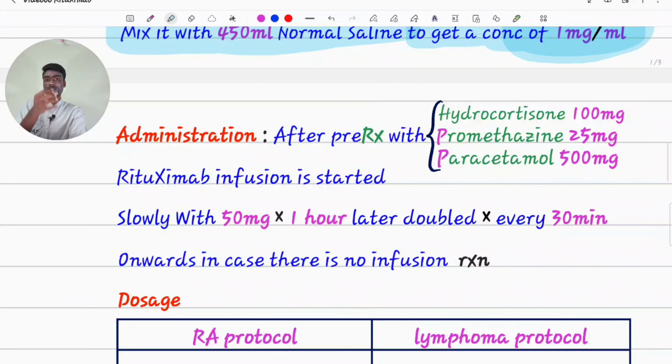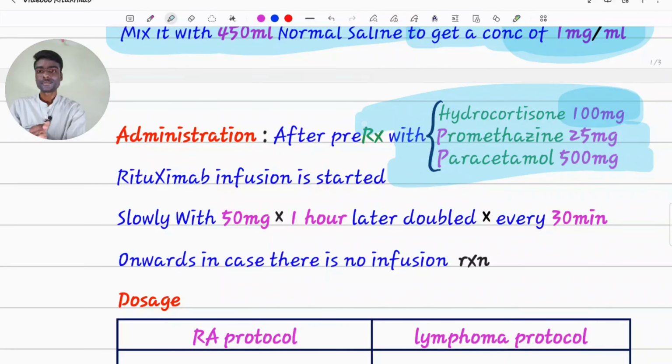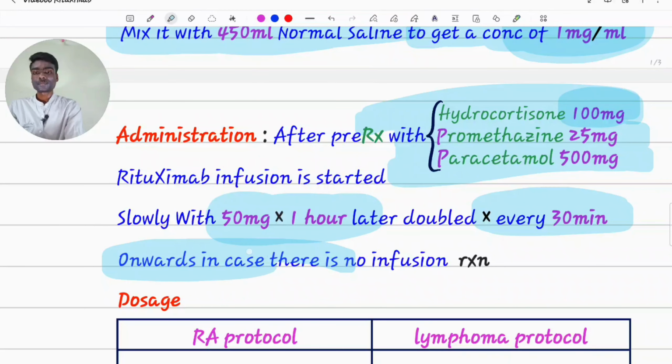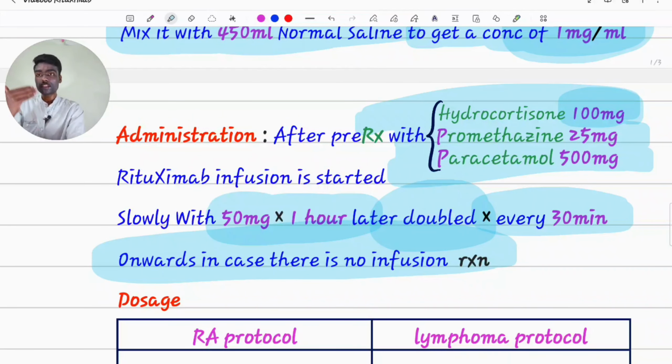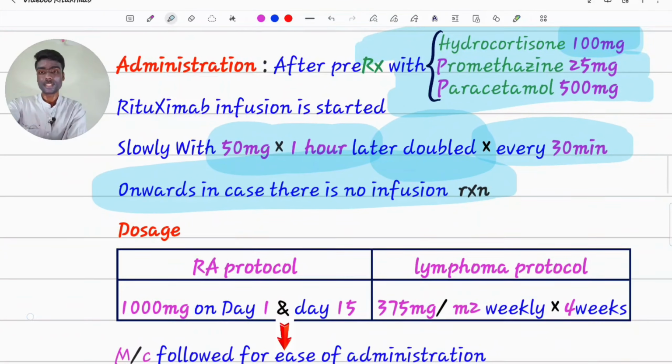How to administer this? First we have to pre-medicate the patient with hydrocortisone 100 mg, promethazine 25 mg, paracetamol 500 mg. Then rituximab infusion is started very slowly with 50 mg per hour. Later, if the patient doesn't get any infusion reaction and is tolerating well, we can increase the speed. For every 30 minutes, we can double the speed.